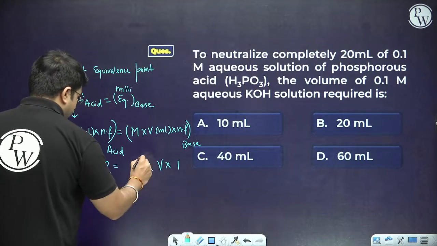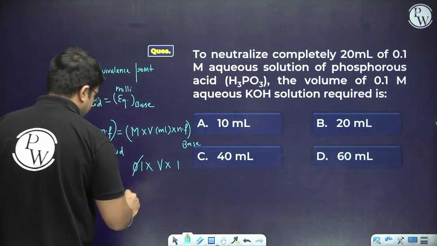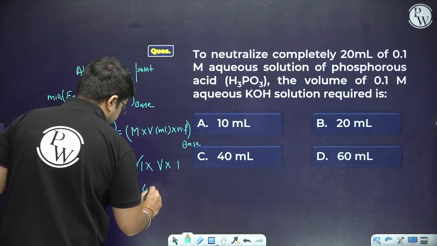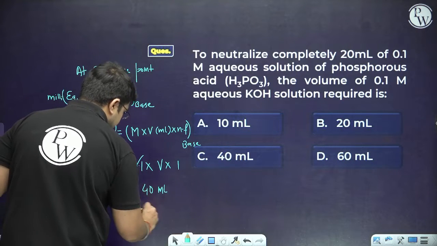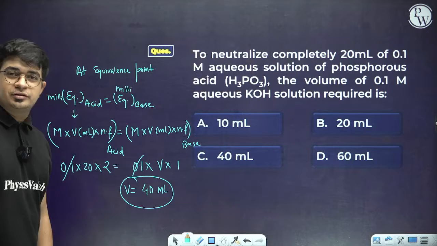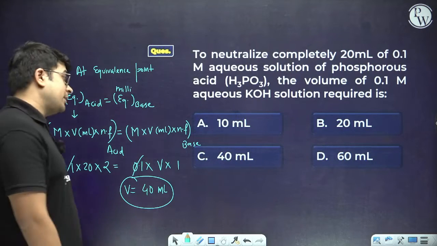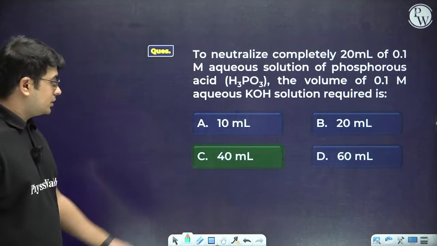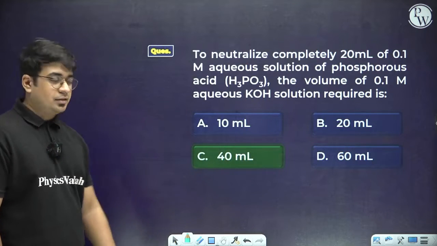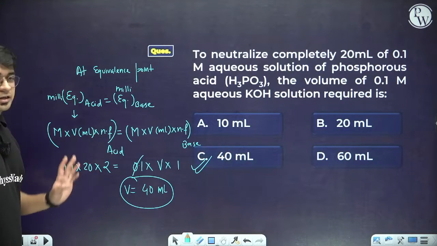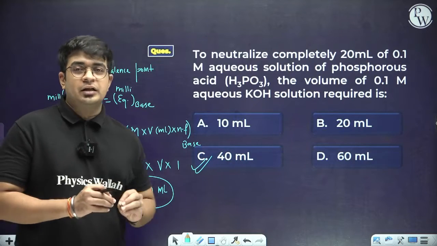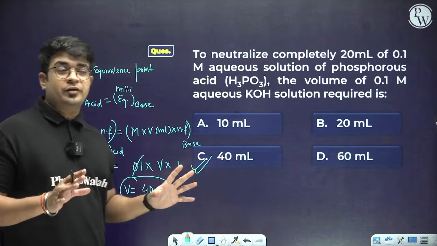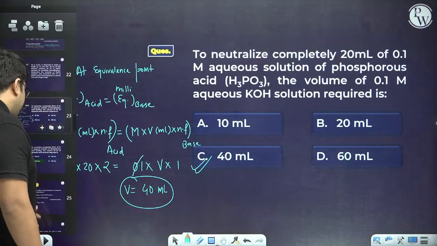From that, 0.1 cancels out 0.1, and V will be 40 ml. So the answer will be 40 ml. These are the simple questions which can be asked in case of titrations. So C will be the correct answer. These are some simple calculations related to equivalence. If you know the law of chemical equivalence, then the rest of the part is going to be very, very easy for you.